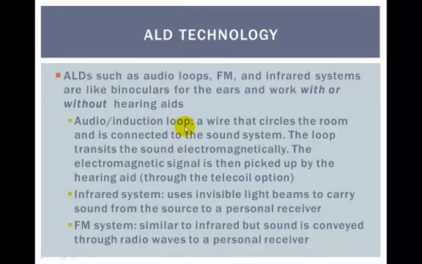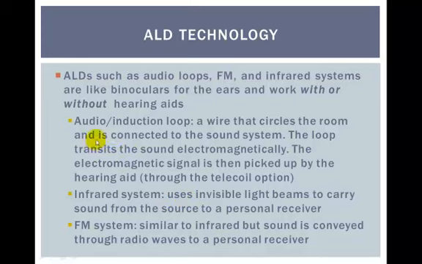This can be set at theaters where there are plays, movie theaters could be looped, concert halls can be looped, places of worship, meeting rooms, conference rooms, those places can be, we call them looped, or use an induction loop. Another system is an infrared system. This uses invisible light beams to carry the sound from the source to a personal receiver.